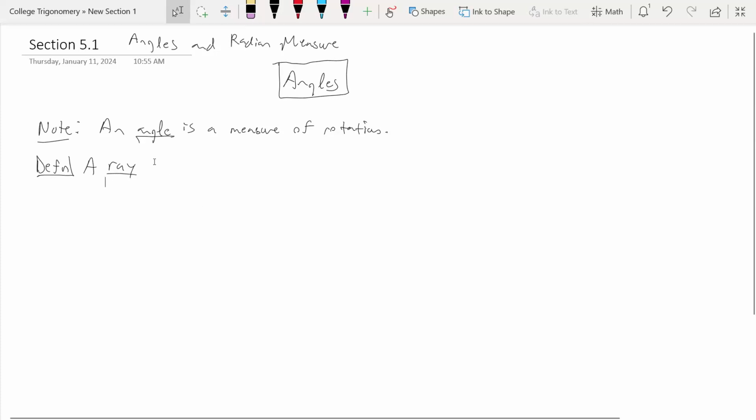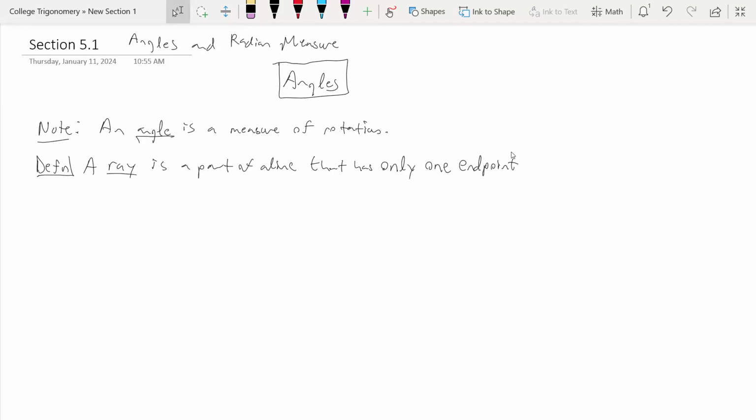A ray, it's a half line, basically. So it's a part of a line that has only one endpoint. Oh, this is the worst way to spell only ever. Let's see. Let's try that. Only. Oh, that's just beautiful. Okay. Only one endpoint. Okay. So like I said, I'm trying to work on my handwriting here. Okay. So a ray is a part of a line that has only one endpoint.